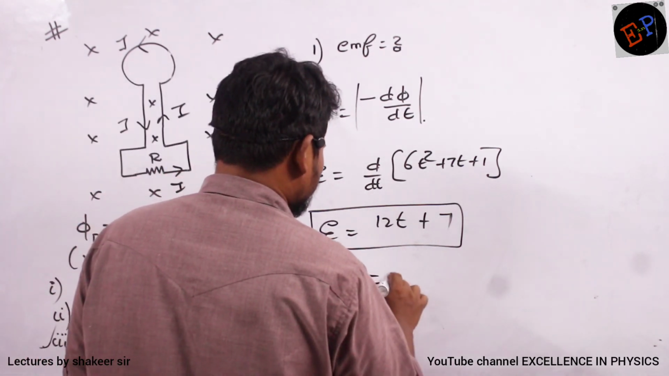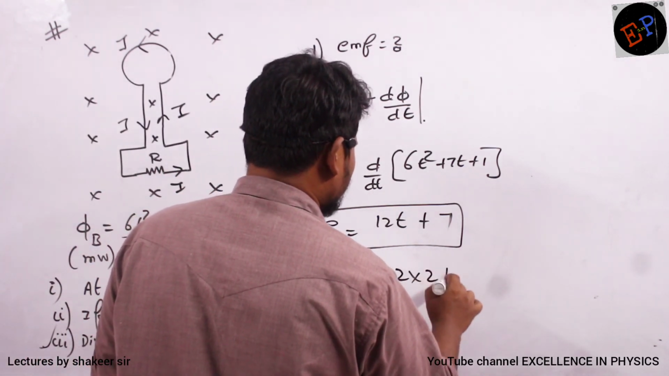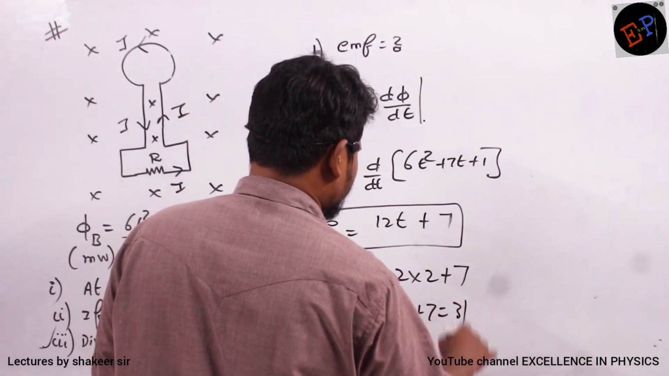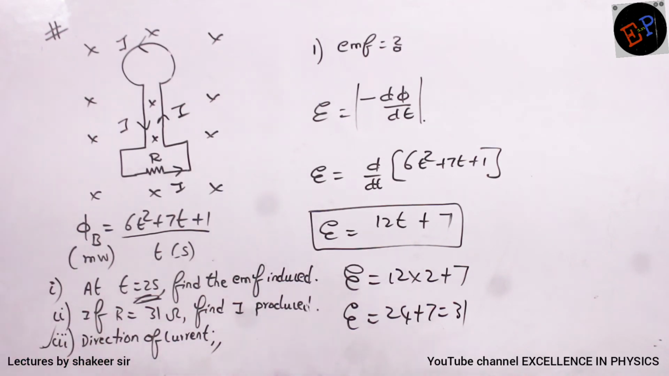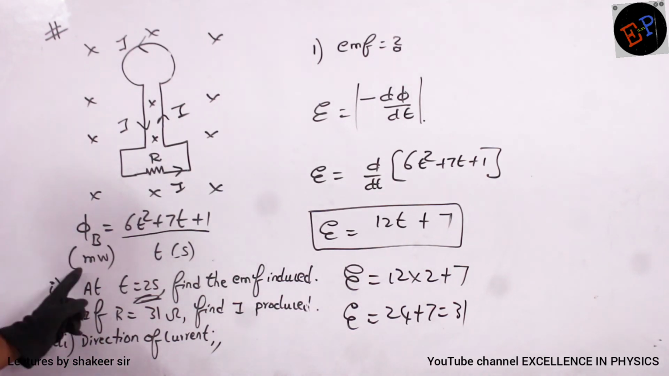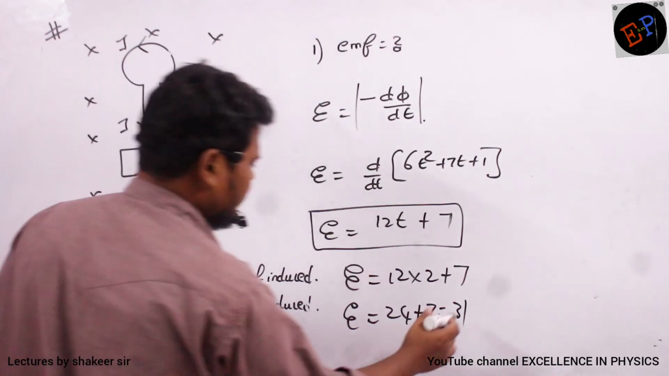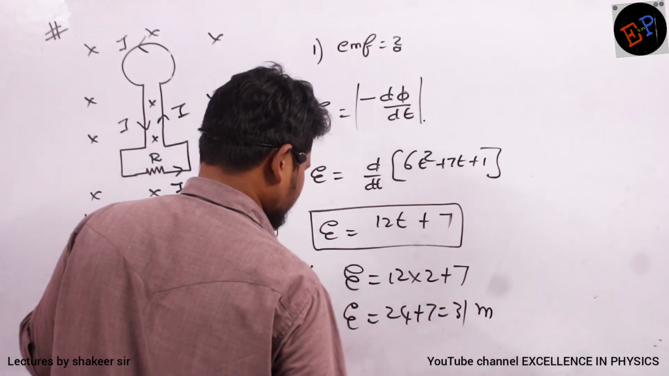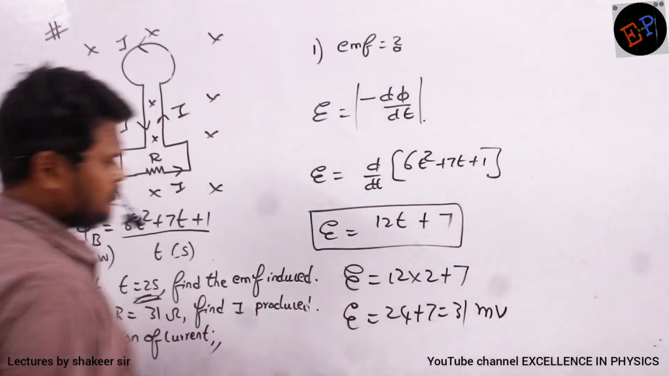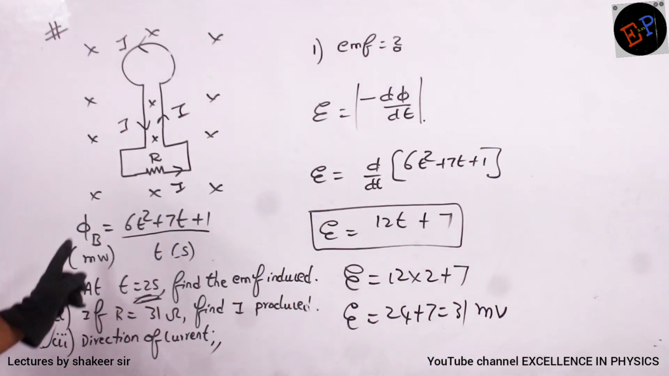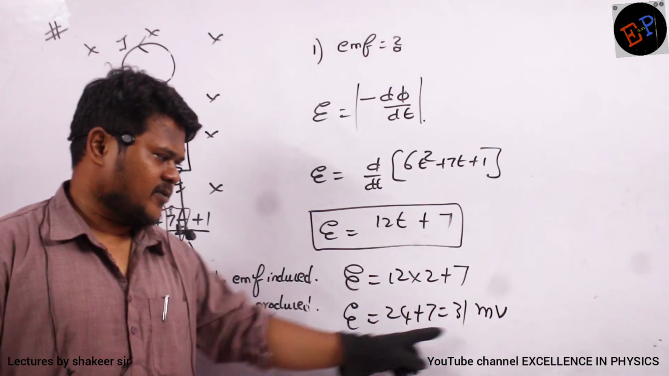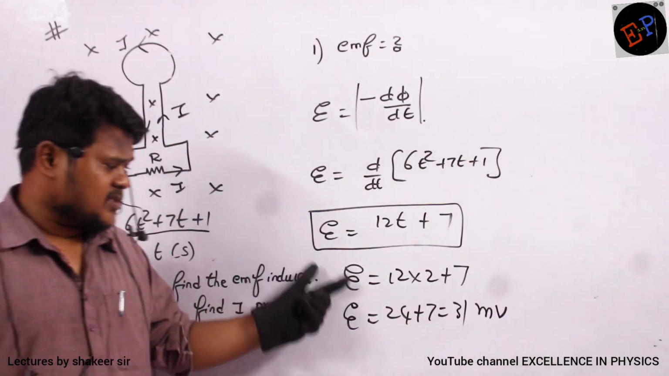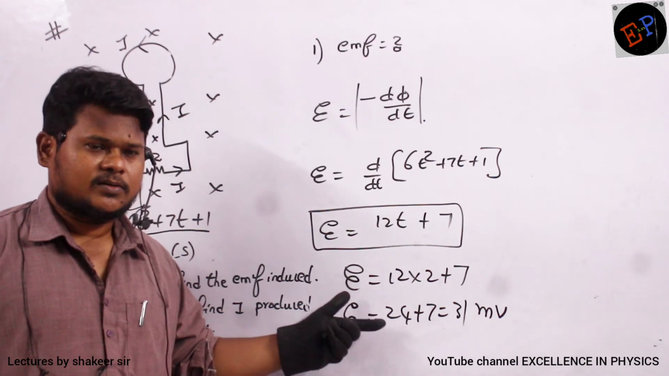So EMF is equal to 12 into 2 plus 7. 24 plus 7 is how much? 31. And flux is given in milliwebers, no? So units also. Flux is measured in milliwebers. Potential difference is measured in volts. So millivolts is my answer. So this much amount of EMF will be produced in the coil.